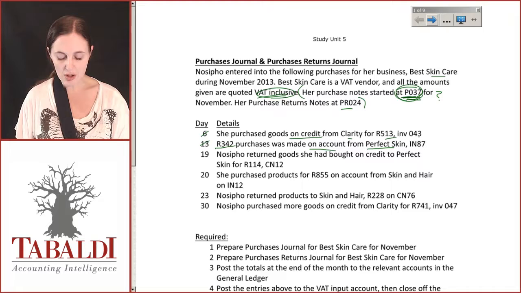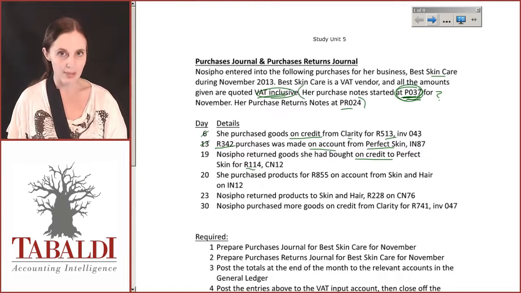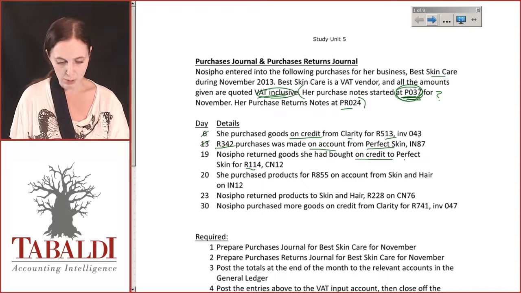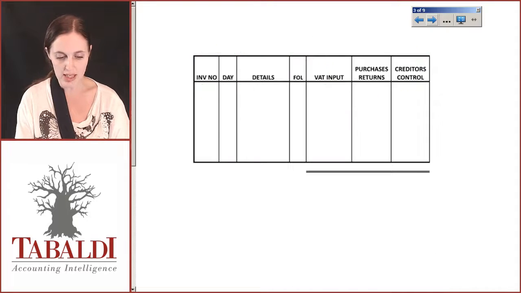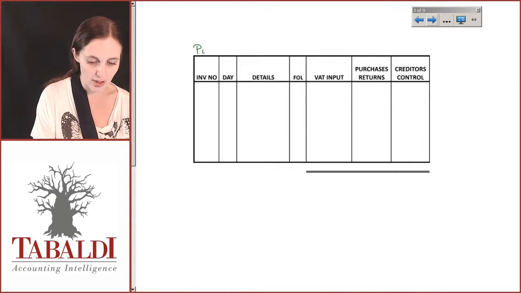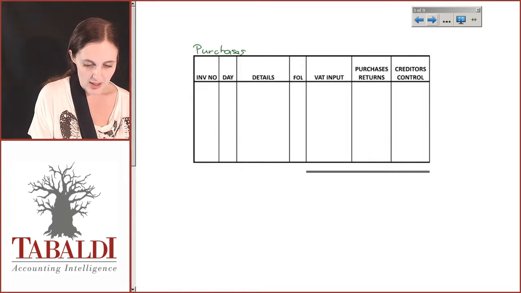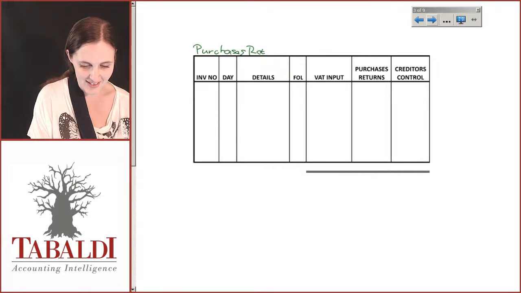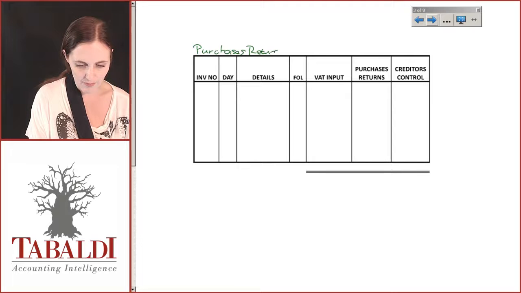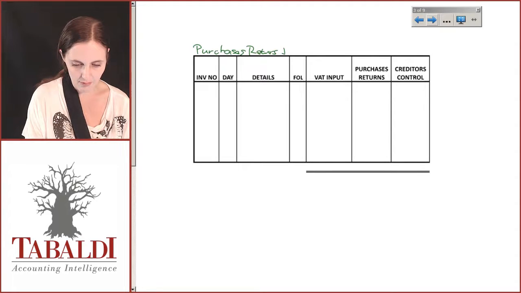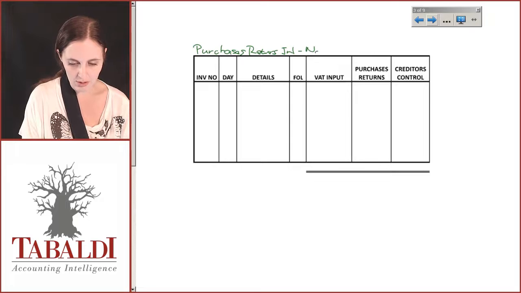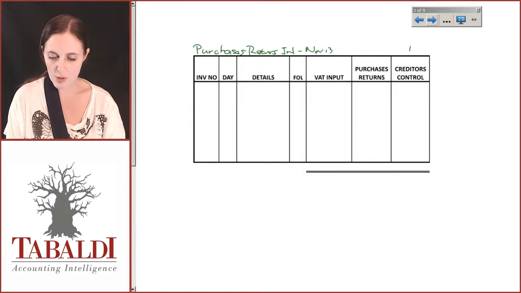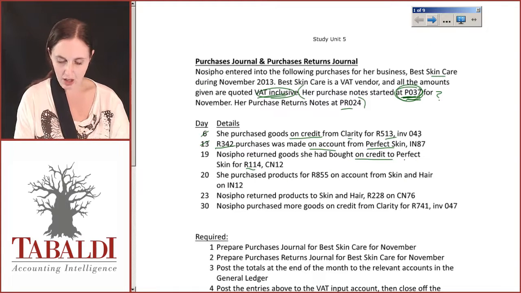Third one, Nosipa returned goods she had bought on credit to Perfect Skin for 114 rand. So this is not immediately a cash item. So it's from Perfect Skin on the 19th. So we need to create a purchases returns journal. Again, I've given you the formats for all of these. Purchases returns journal for November 13, and this will be a PRJ1.